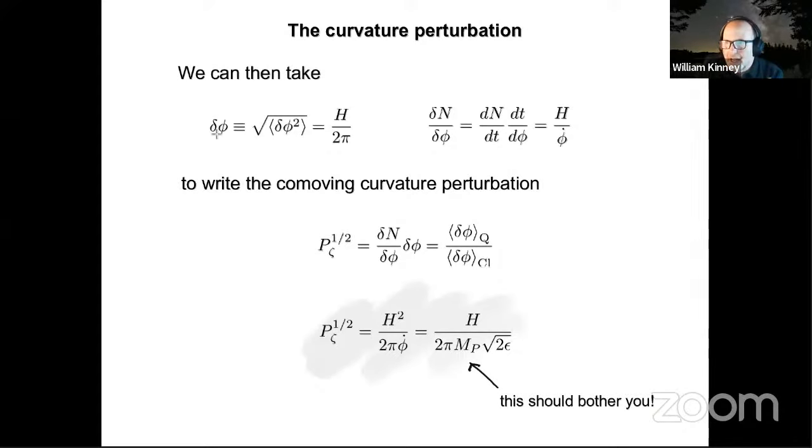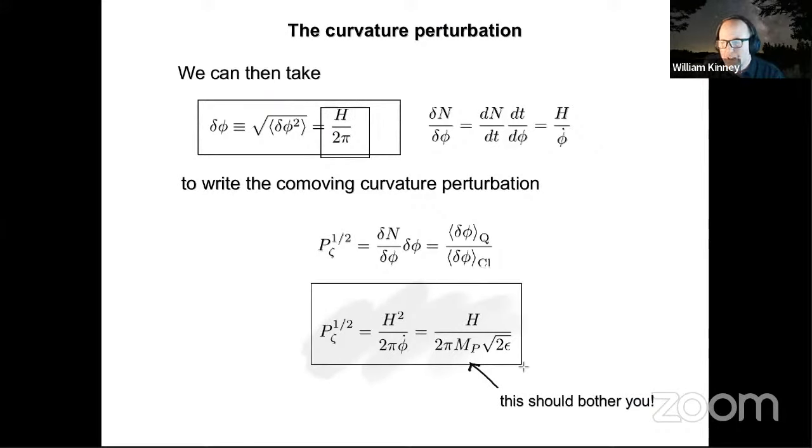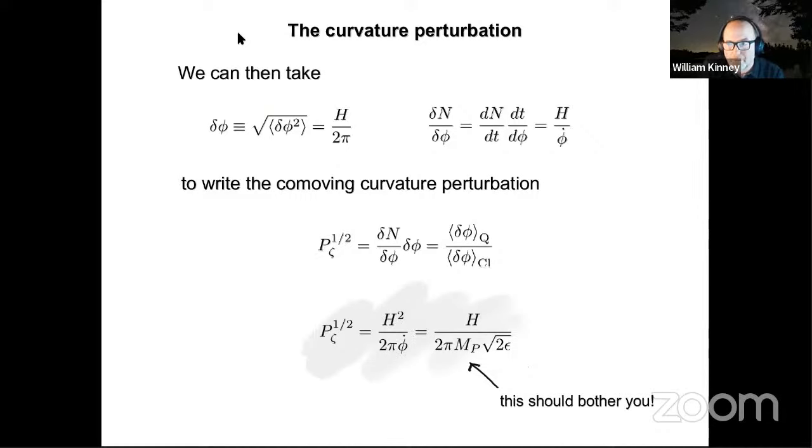So notice now that I have a free field fluctuation amplitude. For any free scalar field in this background, I can just calculate its fluctuation amplitude as H over 2 pi. And if that field happens to be the inflaton, I can convert that free field fluctuation amplitude into a curvature perturbation using the delta N formula, and then I just end up with another factor of H over phi dot. That gives me the curvature perturbation.